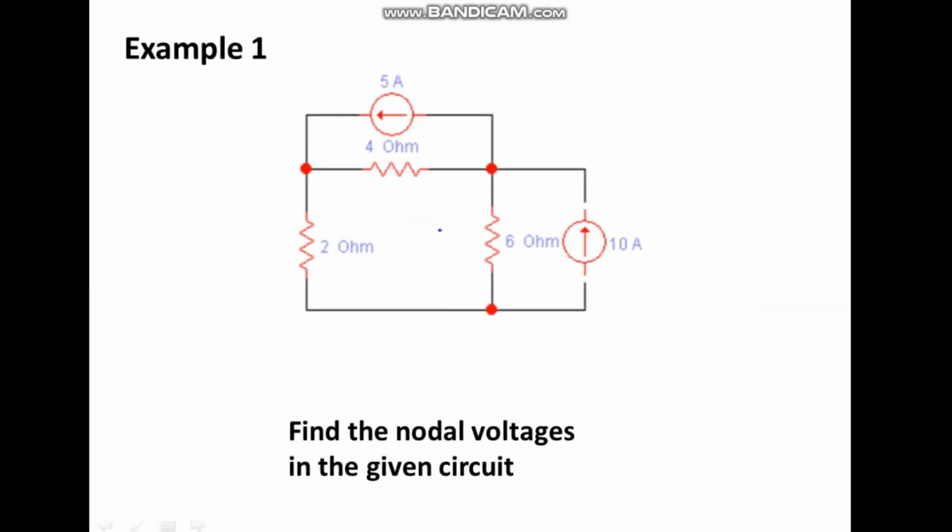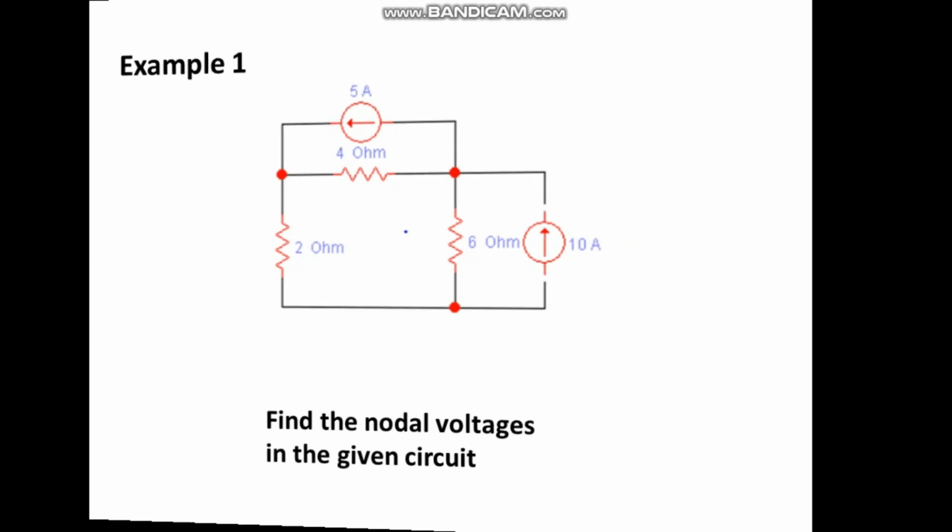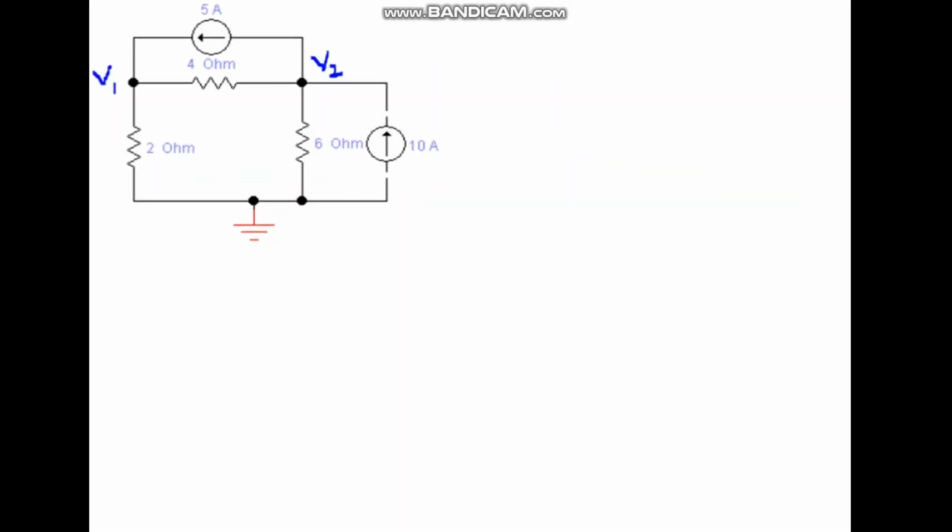Kirchhoff's current law is used for nodal analysis. We will take a look at two examples of nodal analysis. Number one will be a simple circuit and number two will contain a supernode. This is our example number one. We have to calculate the nodal voltages using KCL.